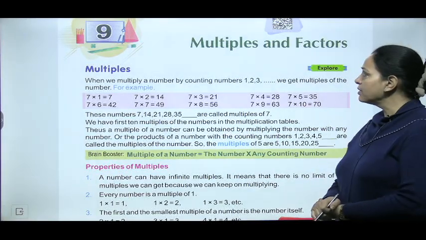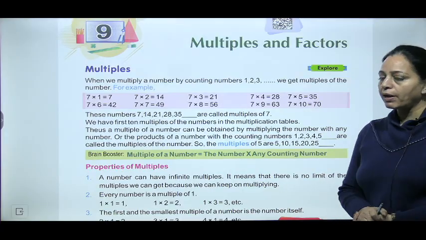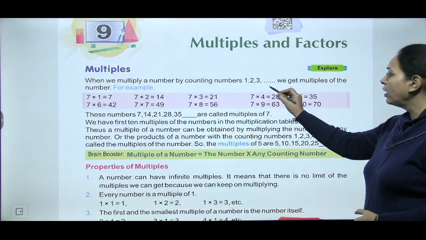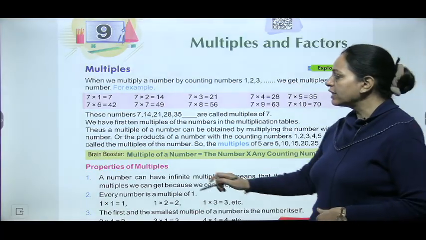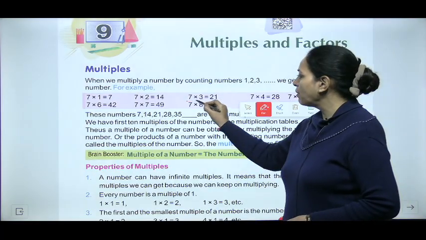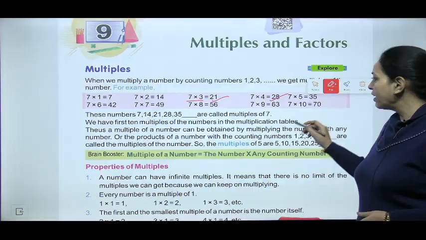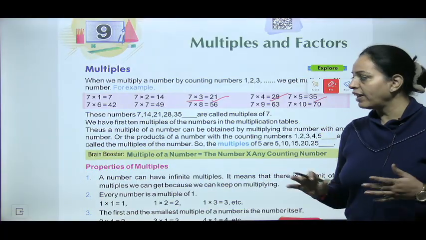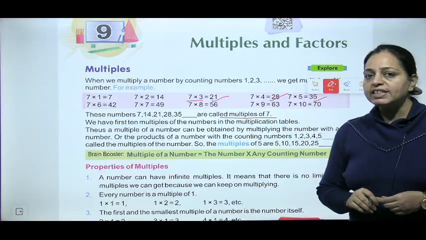Chapter 9, multiples and factors. Multiples. When we multiply a number by counting numbers 1, 2, 3 and so on, we get multiples of the number. For example, 7 ones are 7, 7 twos are 14, 7 multiplied by 3, 21, 7 multiplied by 4, 28, 7 multiplied by 5, 35, like this. So these are the multiples of 7.